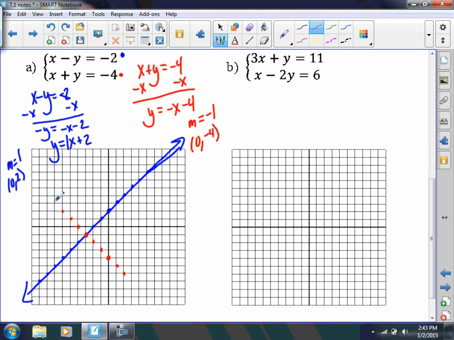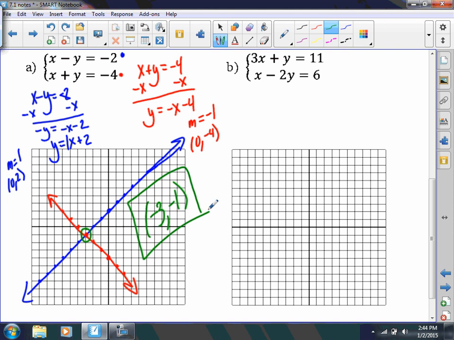So that's going to be my solution. That point where they cross is really important. That's going to be my solution. Put it in green here. So that ordered pair right there, that's what I need. And that is -3, -1. So -3, -1 is my solution.